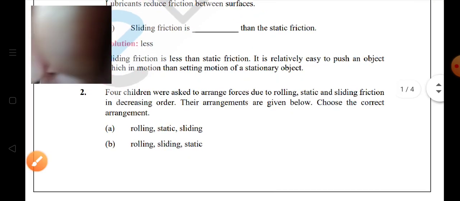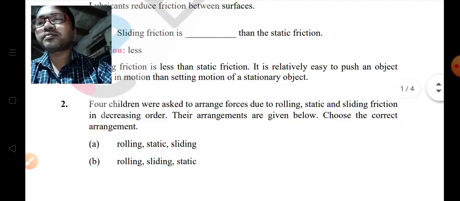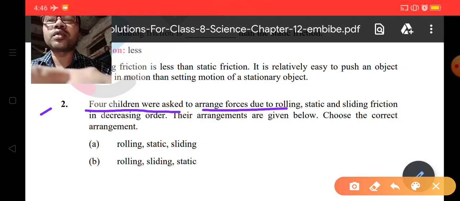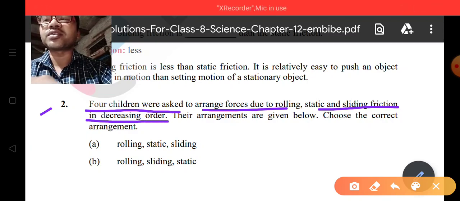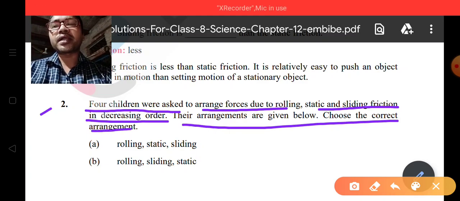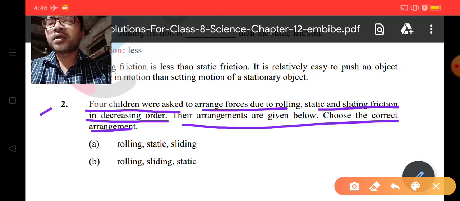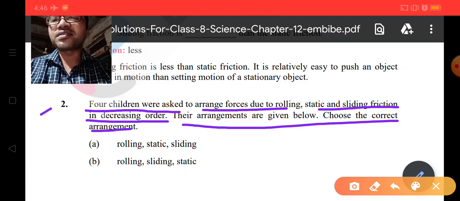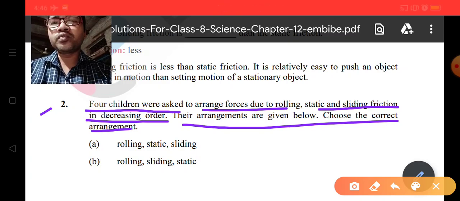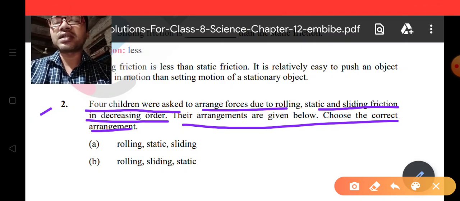Now you can see here, four children were asked to arrange forces due to rolling, static, sliding friction in decreasing order. Their arrangements are given below. Then choose the correct arrangement. There are different types of frictions given in the statements A, B, C, and D, and you have to choose the correct statement in decreasing order. It means first we need the maximum friction, then quite less, and after that the least.